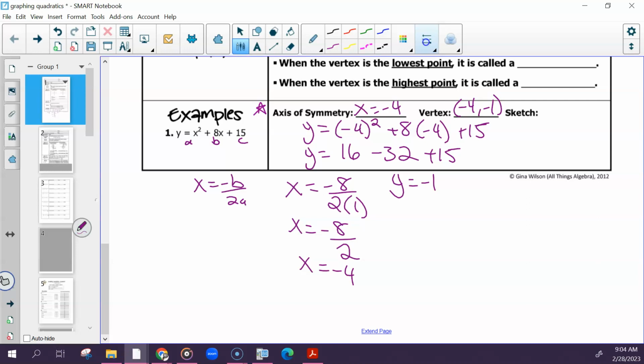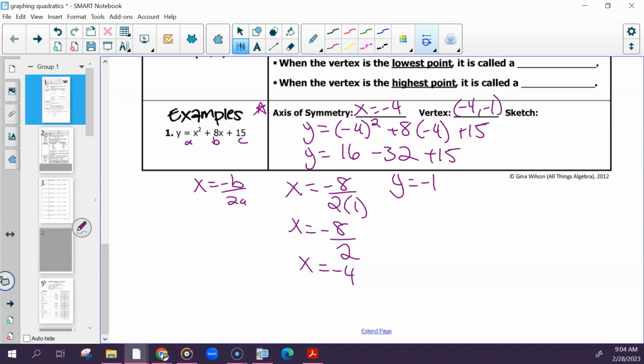So that would be the point on your axis of symmetry where it starts to go up or down. Say that one more time. I didn't do the math. Okay.